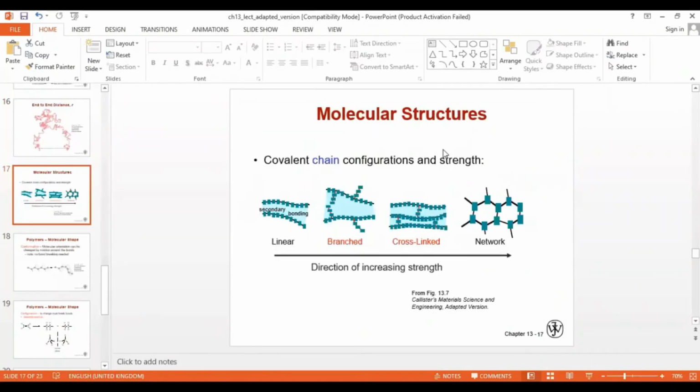Covalent chains, molecular structures. There are different types of chains, right? First one, linear. So probably we will have carbon, carbon, carbon, carbon like this, and maybe hydrogen, hydrogen, hydrogen. So this is what is called linear, right? A polymer like this will come under this category.